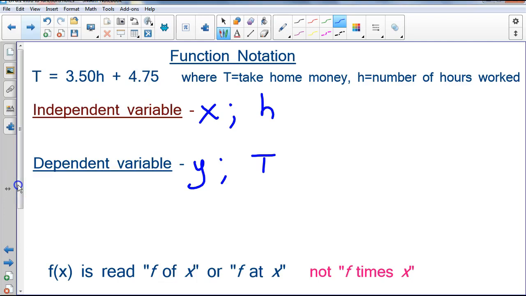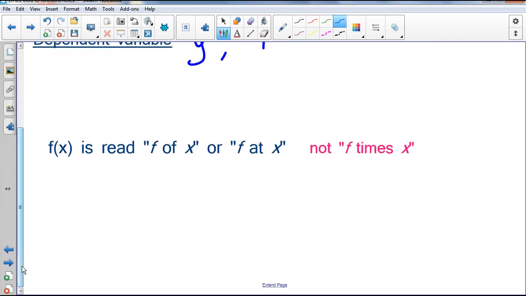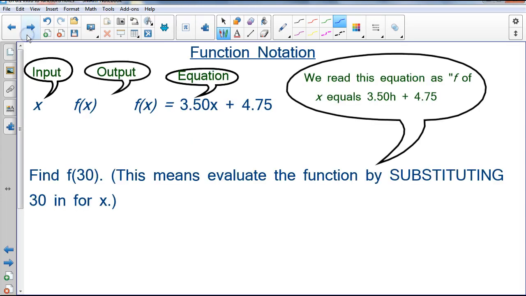So if we take a look, function notation is read f of x or f at x, not times. Most of the time in class I'll probably say that one. Sometimes if you're reading graphs that one might help. But this is function notation, f parentheses x inside of it, meaning f of x or f at x. Okay?